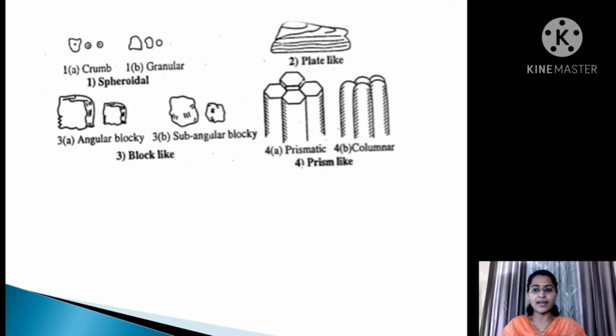Now for the next, spheroidal soil structure is divided into crumb and granular, and they look like this. Plate-like soil structure looks like plates. Block-like structures of soil look like angular blocky and subangular blocky, while prism-like structures have their distinct shape: prismatic, having a prism-like structure, while columnar shows a column-like structure.